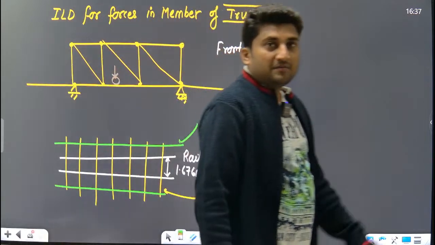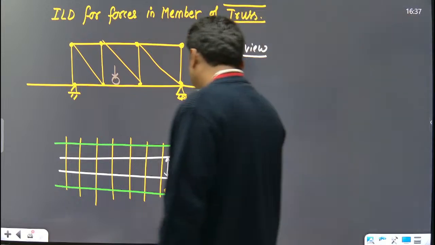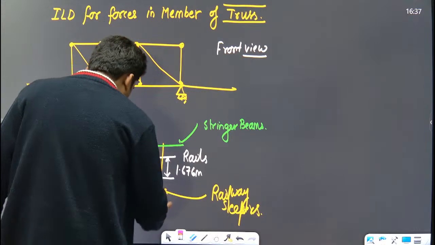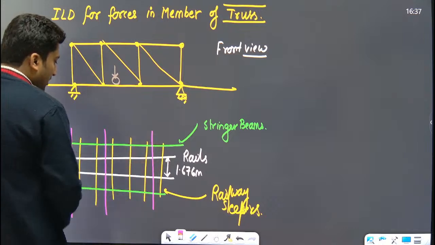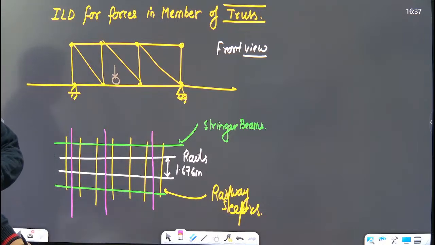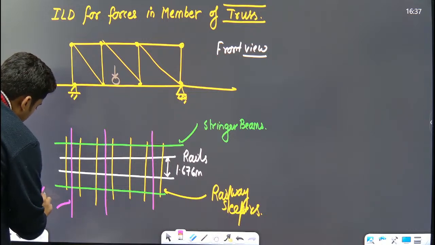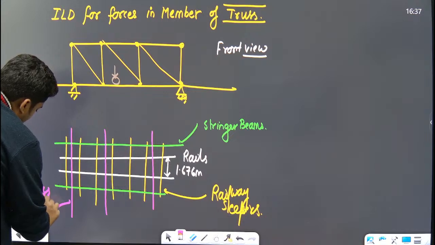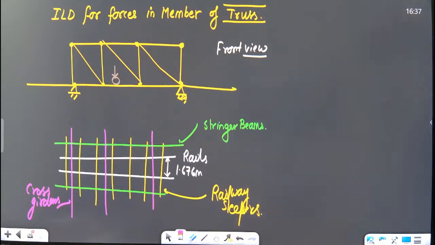Okay. So wheel load comes from rail to the sleeper, then sleeper to stringer beam. Then from stringer beam, we have cross girders, then it is transferred to truss. These are cross girders. And from cross girder, the load is transferred to the truss.